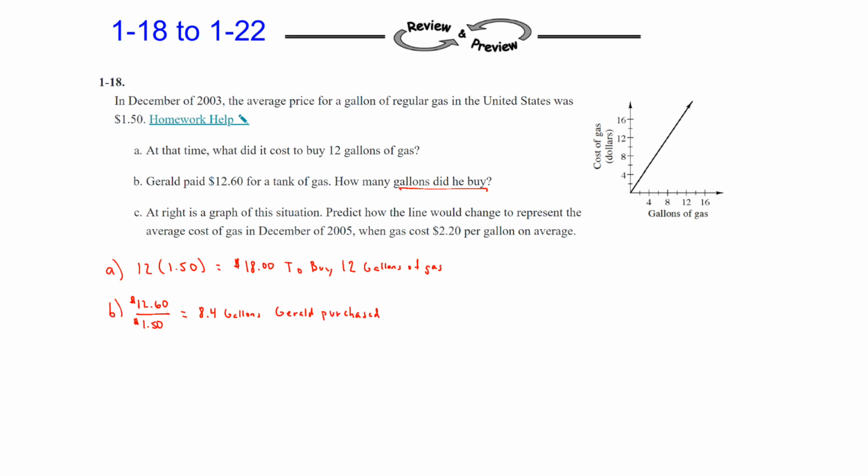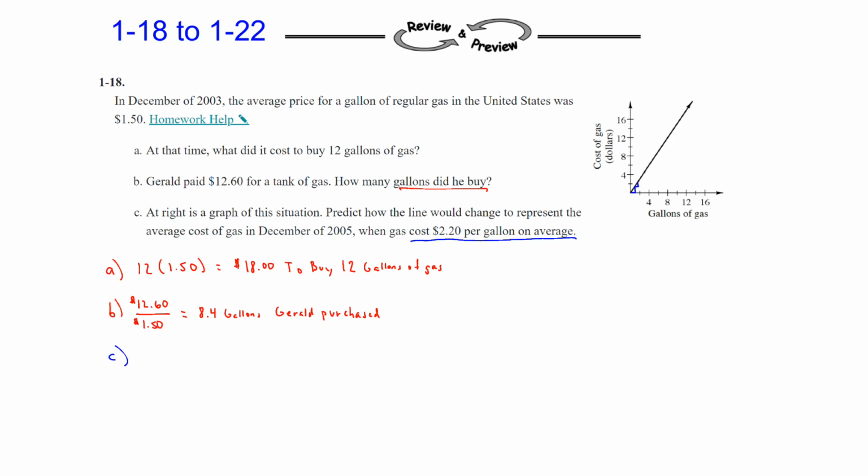Part C. At the right is a graph of this situation. Predict how the line would change to represent the average cost of gas in December of 2005, when gas costs $2.20 per gallon on average. So right now this graph represents that for every gallon of gas that is purchased, the cost is going to go up $1.50. Well, in Part C, it's saying if the cost increases to $2.20 per gallon on average, what would happen in terms of the graph?